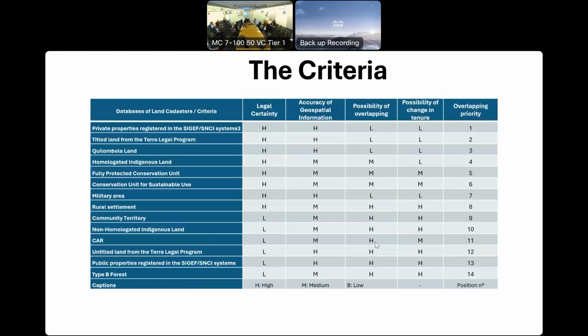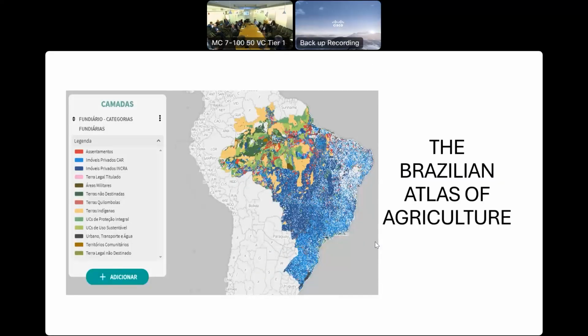And for us, it's very important to say that because people are using CAR as if it was the reality of land tenure in Brazil. So what we want to show is that it can be used. We shouldn't throw it away, but we have to use it with criteria. It's more or less the idea.